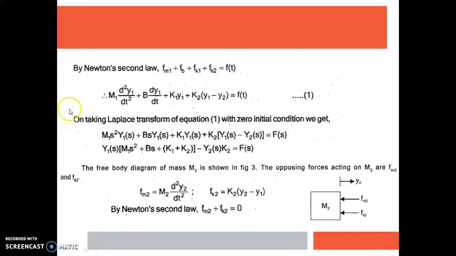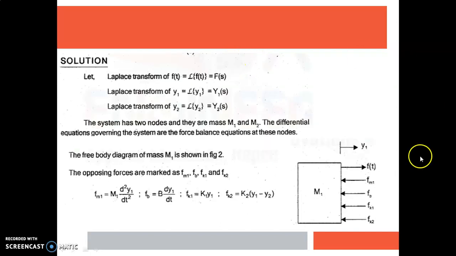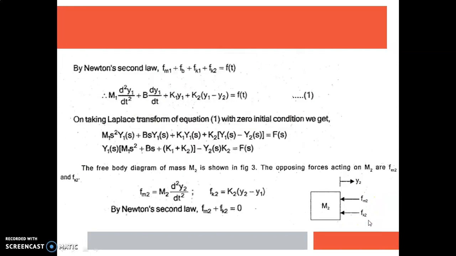So by Newton's second law, the force balance equation is: sum of opposing forces is equal to sum of applied forces. These are the opposing forces Fm1, Fb, Fk1 and Fk2, and F of t is the applied force. So now you substitute for Fm1, Fb, Fk1 and Fk2.